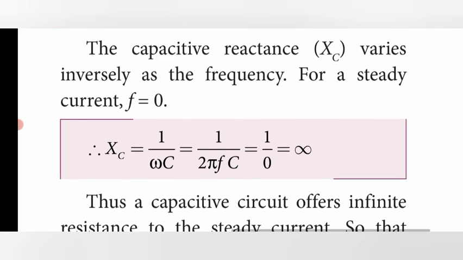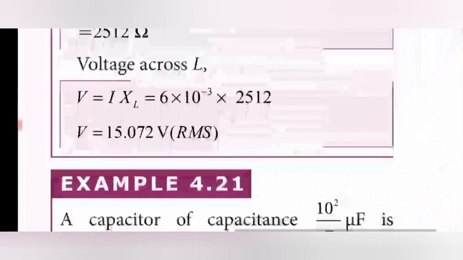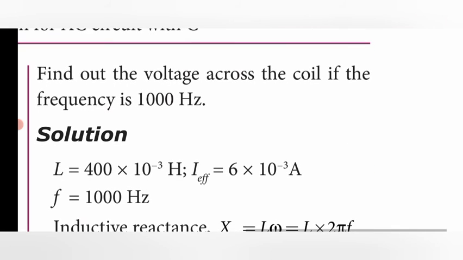And the next one is one of the problems, example 4.20. A 400 millihenry coil of negligible resistance is connected to an AC circuit in which an effective current of 6 milliampere is flowing. Find out the voltage across the coil if the frequency is 1000 Hz.